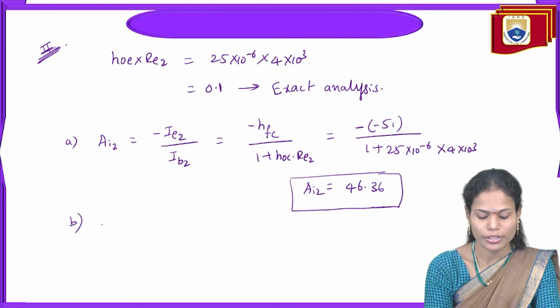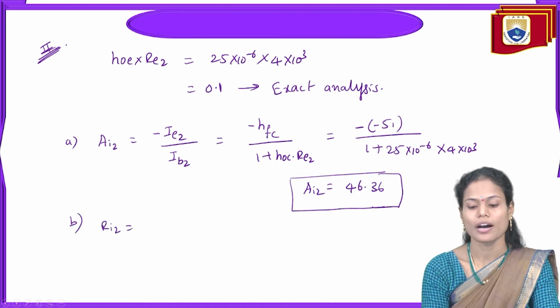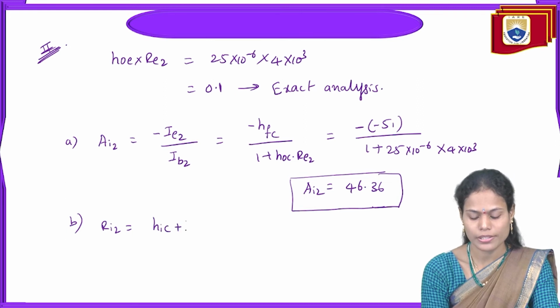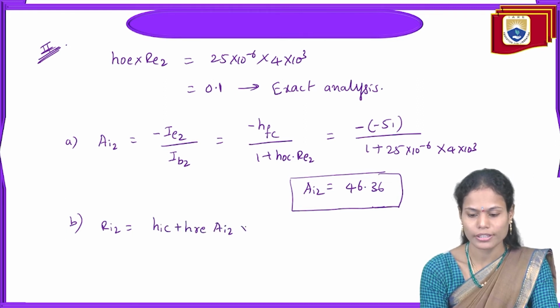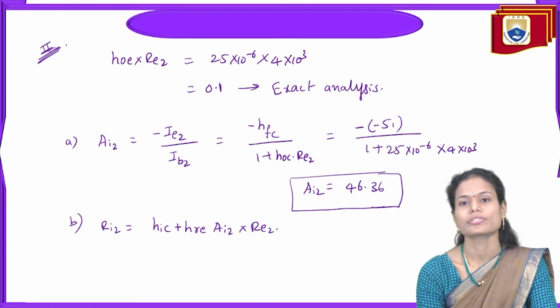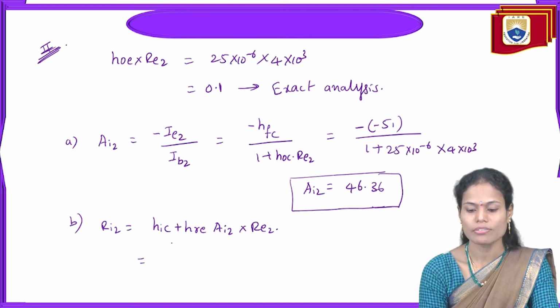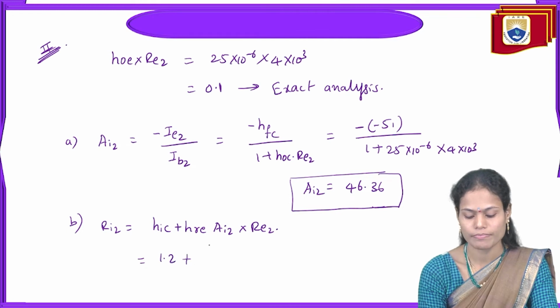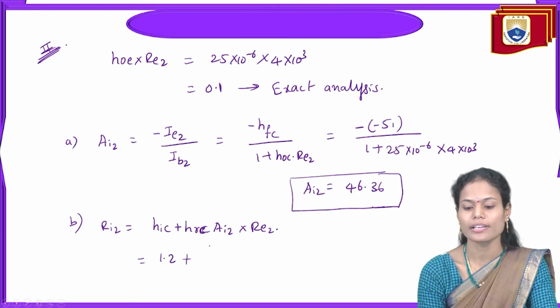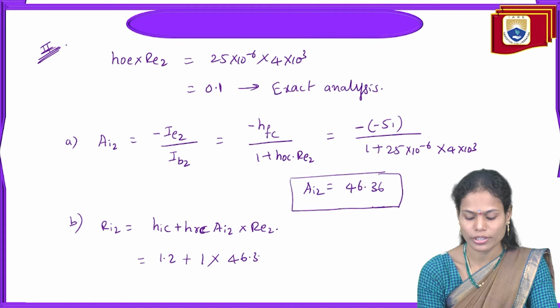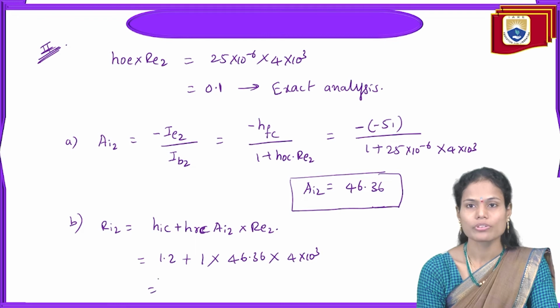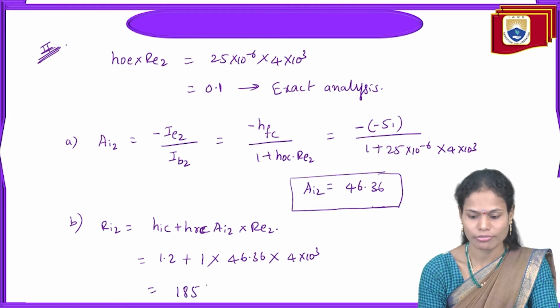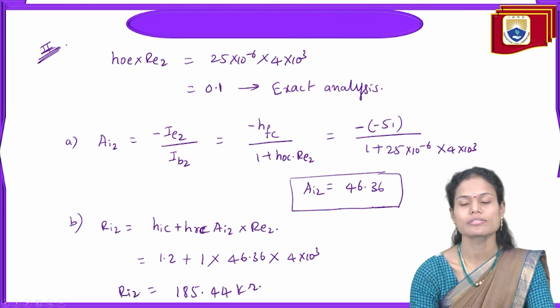And next, input impedance of the second stage, RA2, that is HIC plus HRC into AI2 into output resistance RE2. So HIC value here is 1.2 kilo ohms plus HRC value given as 1, and AI2 is 46.36 and RE2 value is 4 kilo ohms. So if we simplify it, we will get it as 185.44 kilo ohms. That is the input impedance of the second stage.